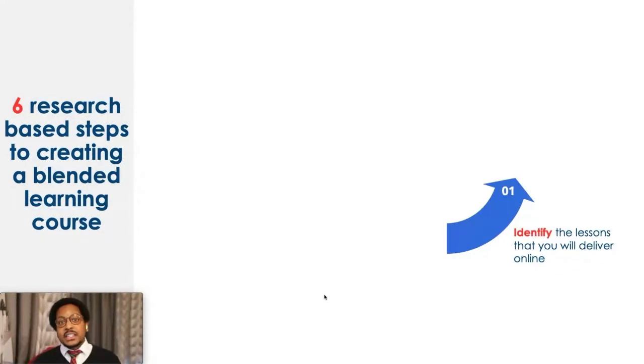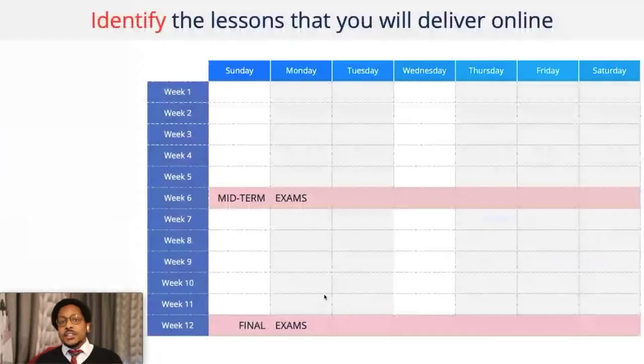And it all starts with identifying which lessons you want to be online. So let's think, now we're in July, we've got a good couple of months to prepare before September comes in. Imagine you're teaching a 12-week course in September. In week 6, you have midterm exams. In week 12, you have final exams. And you teach your lessons on Sunday and Wednesday.